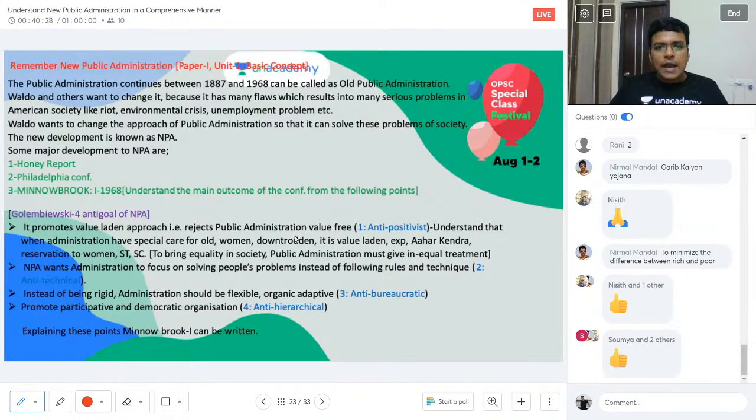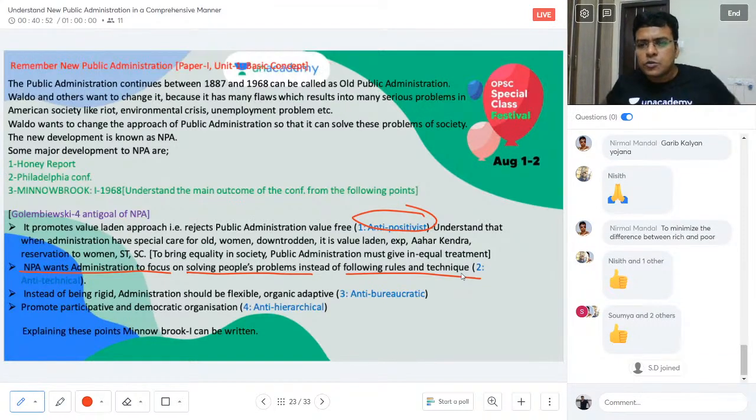So this is anti-positivist or value-laden approach. Second, NPA wants administration to focus on solving problems instead of following rules and technique. So as an administrator, your duty is to solve people's problems. You should not insist that you must give this document, you must give this document, this is essential, otherwise I will not do the work.